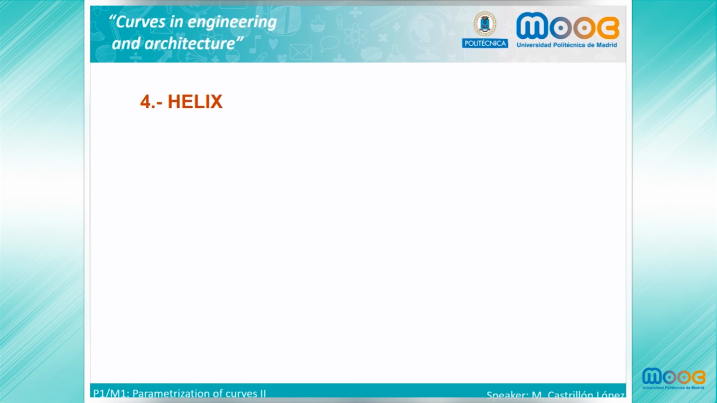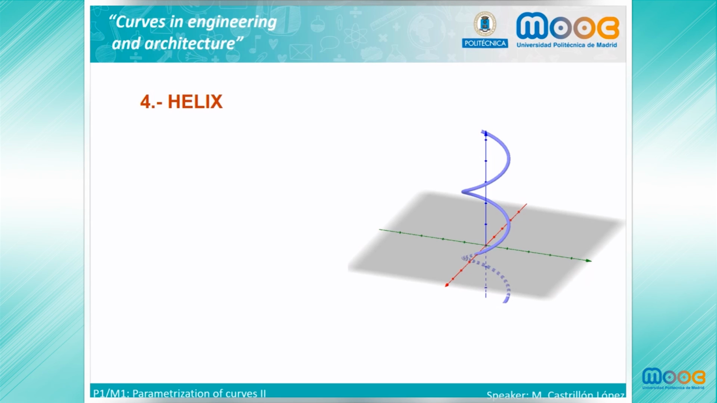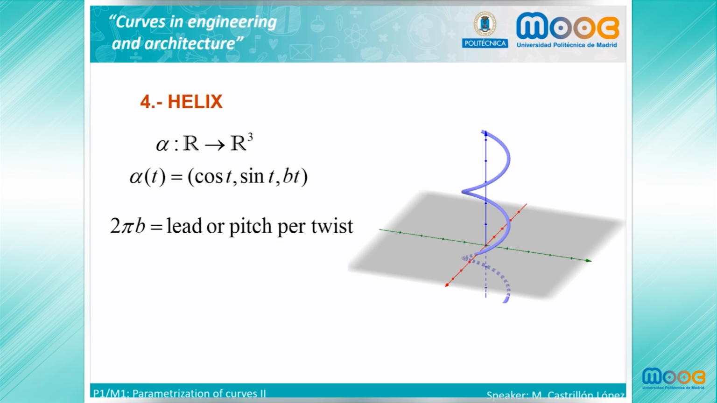We finish this video with the helix, as we did in the previous video. The parametrization of this curve is given by cosine, sine, and the parameter t times a constant b. The first two components describe a circle, whereas the third one is the height of the helix. Actually, 2 pi b is the lead or pitch per twist of that helix. Finally, the last equation on the screen gives the helix with the vertical axis translated to an arbitrary point of the plane and with an arbitrary radius.